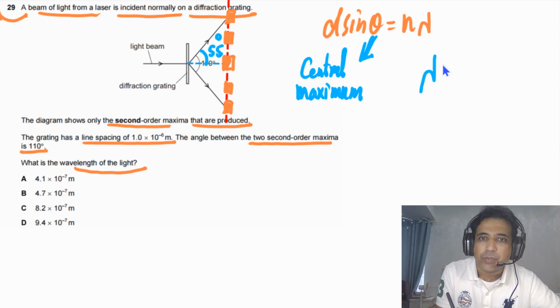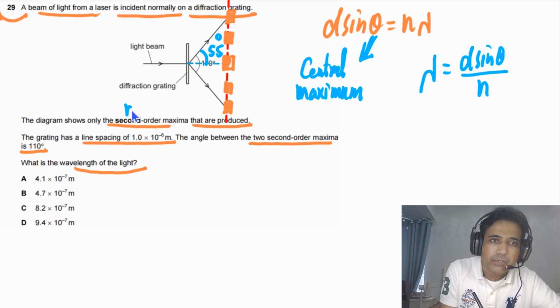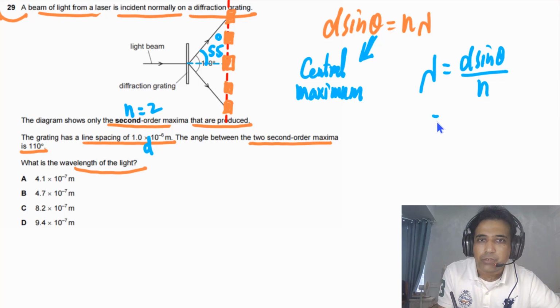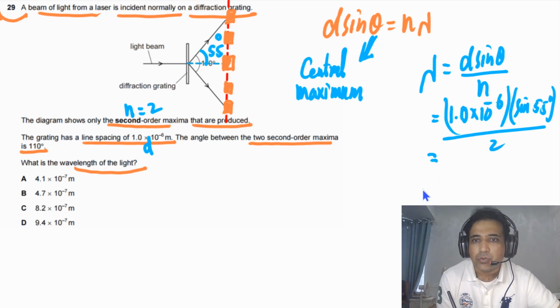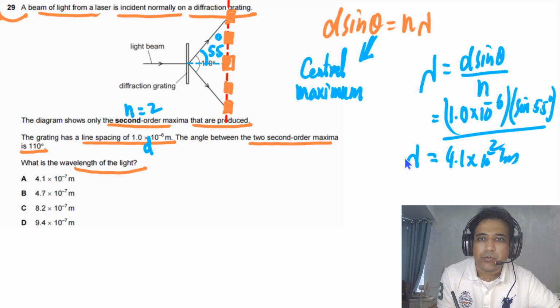For this question, we need to find out the value of lambda. So we can say this is equal to d sine theta divided by n. So in this case, n is given to us, that is 2, and the value of d is given to us here, and the angle is also given. So now simply we can plug in values. d in this case is 1.0 times 10 to minus 6, and we have sine of 55 degrees divided by 2. So if we divide this one by 2, we will get our final answer. So in this case, the final answer will be equal to 4.1 times 10 to minus 7 meters. So this is the value of wavelength.